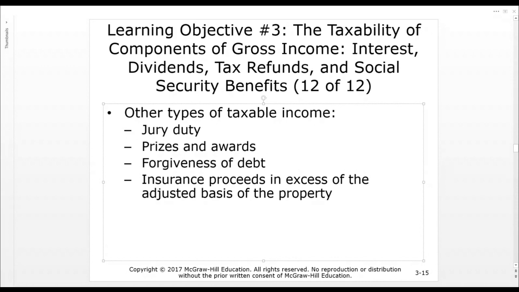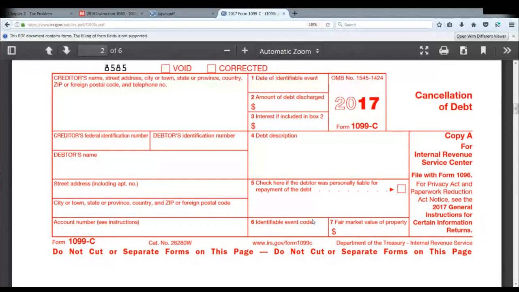Cancellation of debt. So let me show you here. So it's on it, right? So here's the cancellation of debt. It has here the date that it actually happened, the amount that is discharged. In this case, it would be the $40,000.